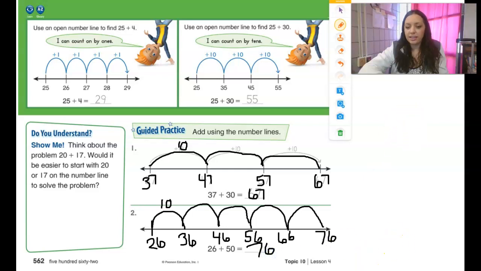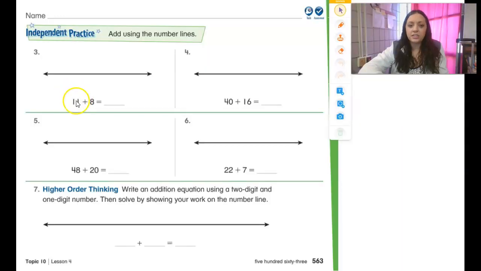All right, let's try that again because I know that's kind of tricky. All right, so 11 plus 8. Which number do you think we need to start at? I'm going to start at 11 because it's the higher number. So I'm going to put 11 and I'm going to add 8 to it. So I'm going to hop 8 times. I'm going to go ahead and write out my 8. 1, 2, 3, 4, 5, 6, 7, 8.